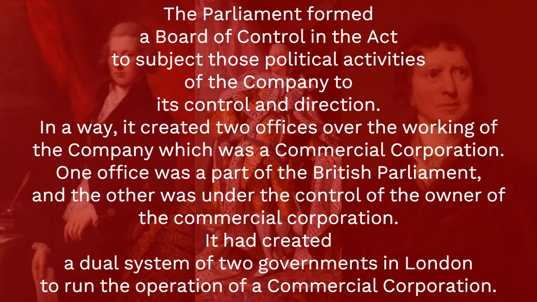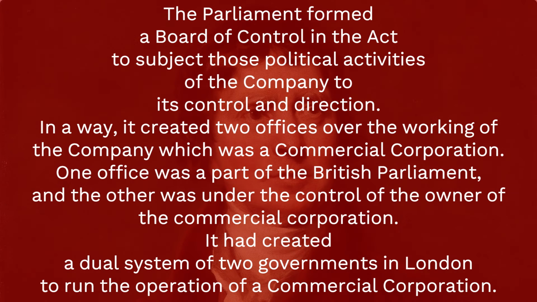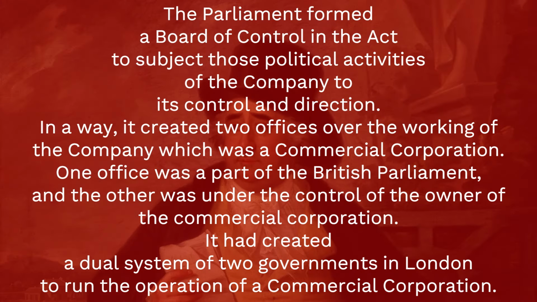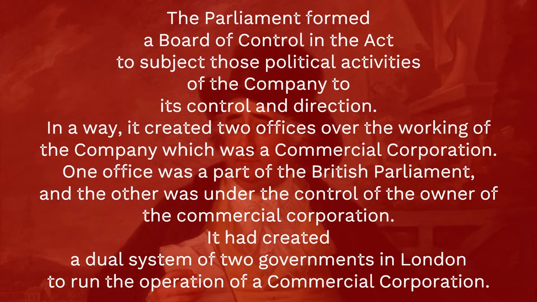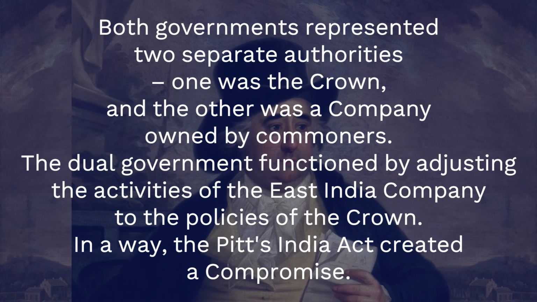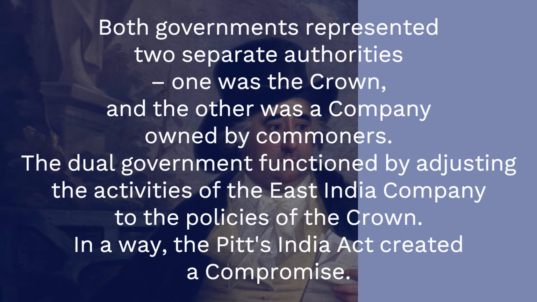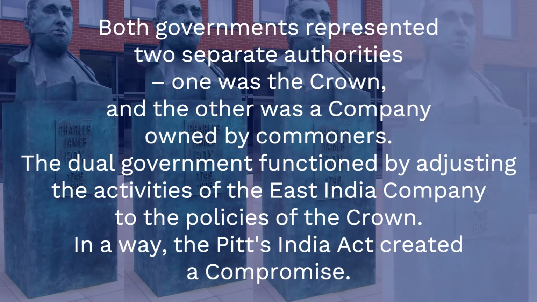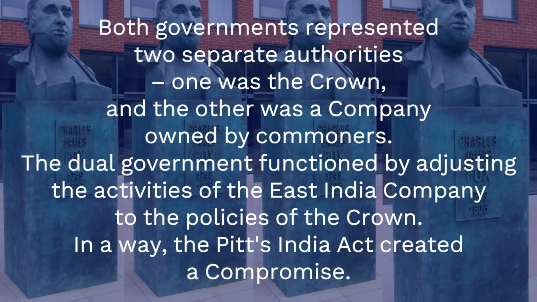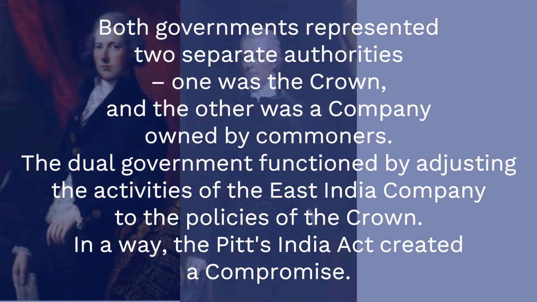In a way, it created two offices over the working of the company, which was a commercial corporation. One office was a part of the British Parliament, and the other was under the control of the owner of the commercial corporation. It had created a dual system of two governments in London to run the operation of a commercial corporation. Both governments represented two separate authorities, one was the Crown, and the other was a company owned by commoners. The dual government functioned by adjusting the activities of the East India Company to the policies of the Crown. In a way, the Pitt's India Act created a compromise.